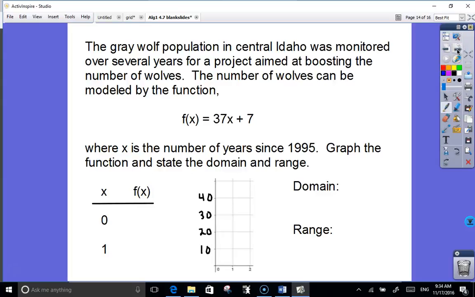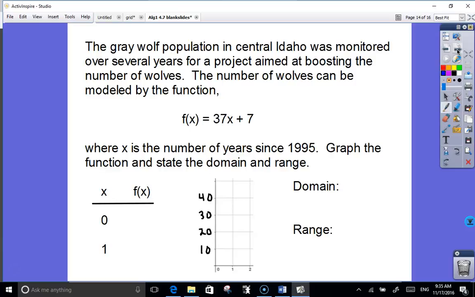Okay, one last example, and then we're going to take our quiz. Okay, the gray wolf population in central Idaho was monitored over several years for a project aimed at boosting the number of wolves. The number of wolves can be modeled by the function f of x, that is the number of wolves, equals 37x plus 7, where x is the number of years since 1995. Graph the function and state the domain and the range.